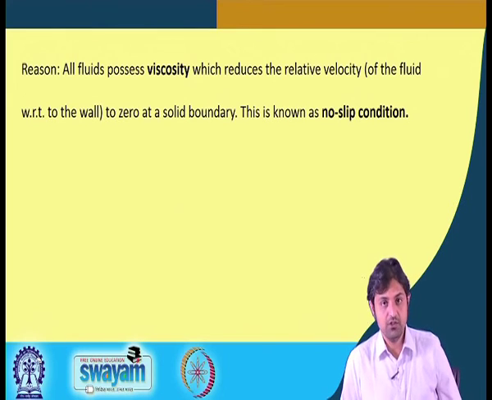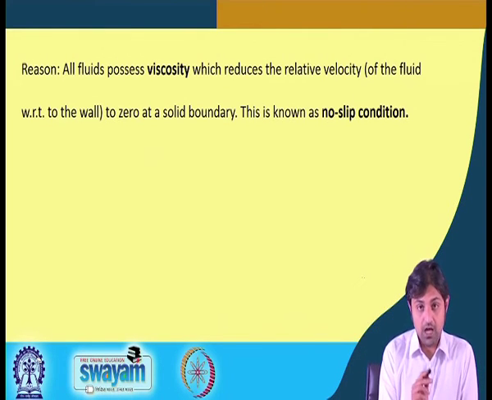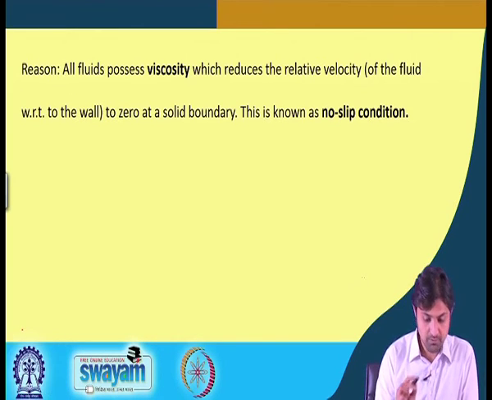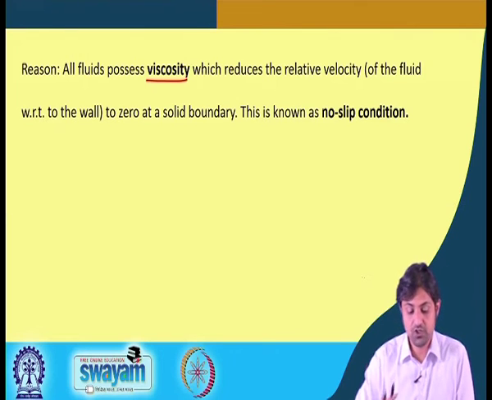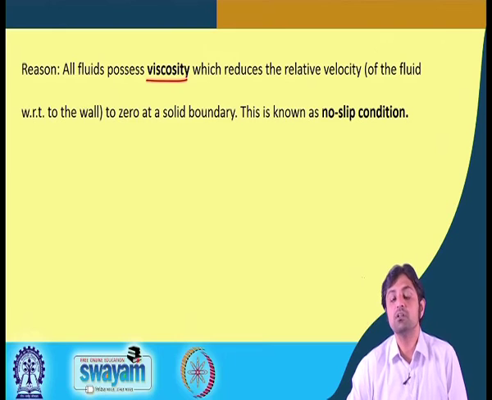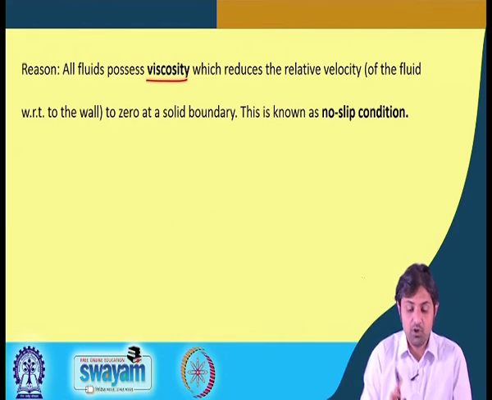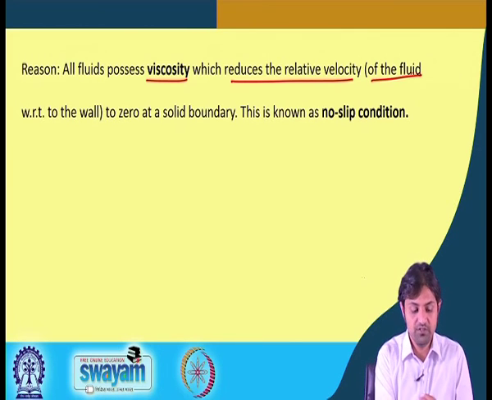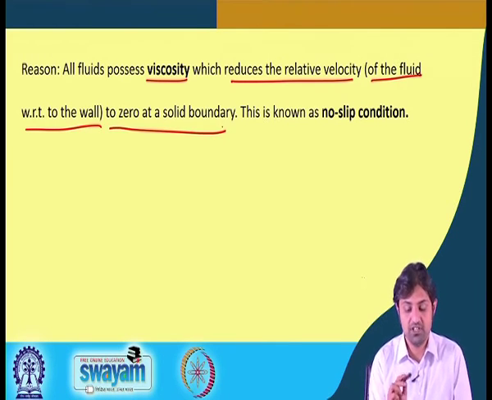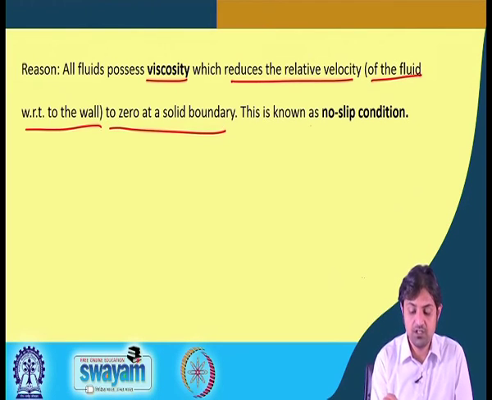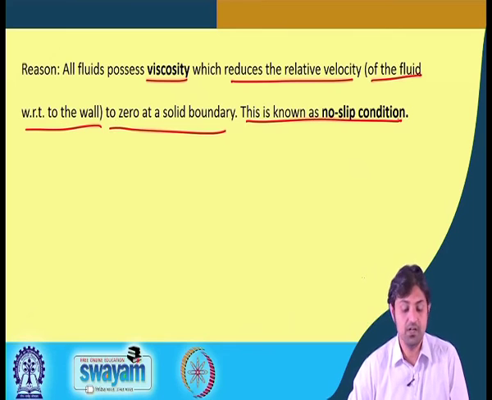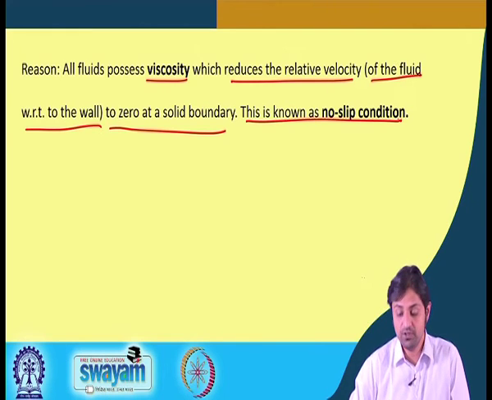The reason, as I was telling you before, for the earlier point that we said, is that all fluids possess viscosity. Viscosity in layman's terms can be said as friction in fluids, for example. And because of the friction, this reduces the relative velocity of the fluid with respect to the wall to 0 at the solid boundary, and this condition is called the no slip condition. And because of the no slip condition, there is a non-uniformity of the flow in the y direction.